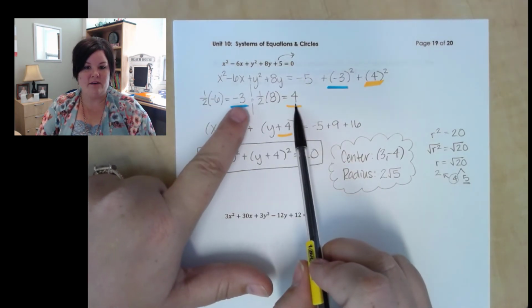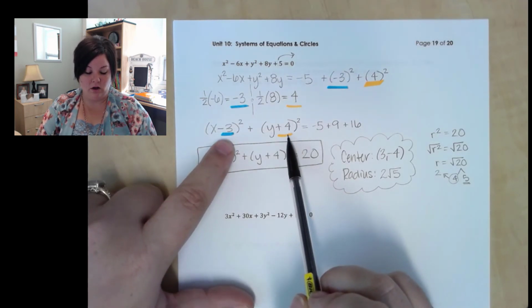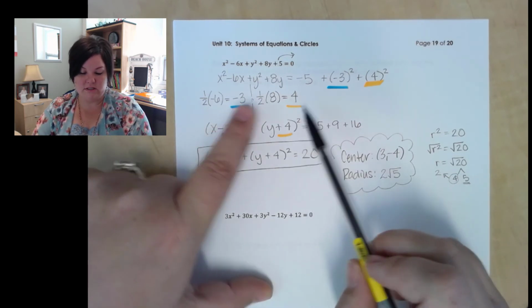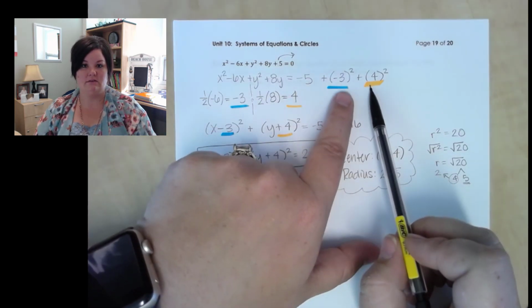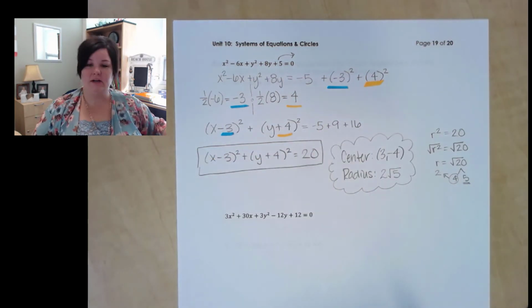Whatever we get when we take half the middle term, those numbers go into our squared quantities. And the numbers we get when we take half the middle term are also the numbers that we are going to square and add to the other side. Okay, let me look at one more and then I will have y'all try some, and then that's the end of our section.